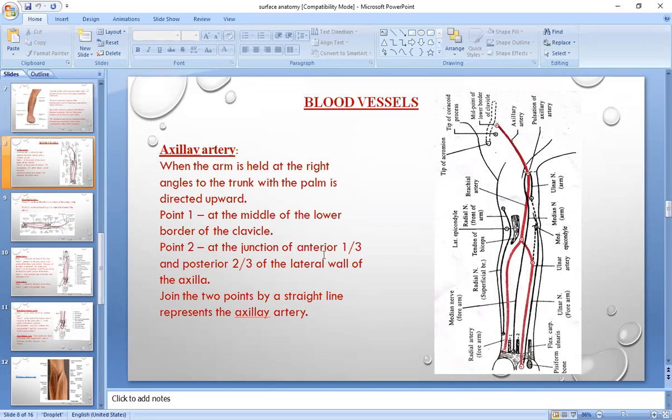Then the second point at the junction of the anterior 1/3 and posterior 2/3 of the lateral wall of the axilla. See, this is the second point. So if you join these two points by a line, this line represents the axillary artery. Okay. So this line represents the axillary artery.